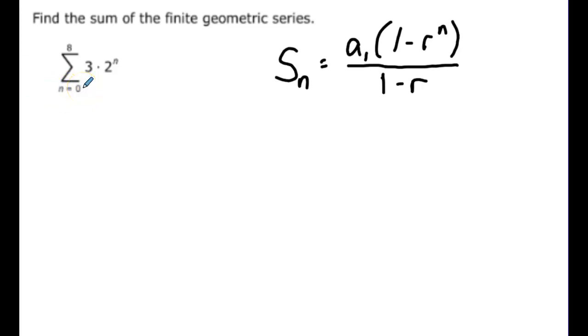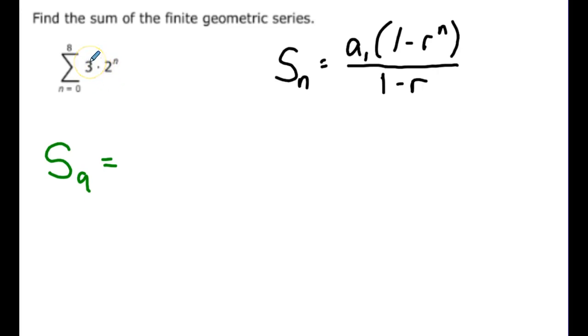N equals 0. That means we're starting at an n value of 0, pretty self-explanatory. The 8, this is our upper limit. So we're going from 0 to 8, which is actually 9 terms. So in this series, we have 9 terms. This is going to be equal to a sub 1, which stands for our first term, which is what the 3 stands for.